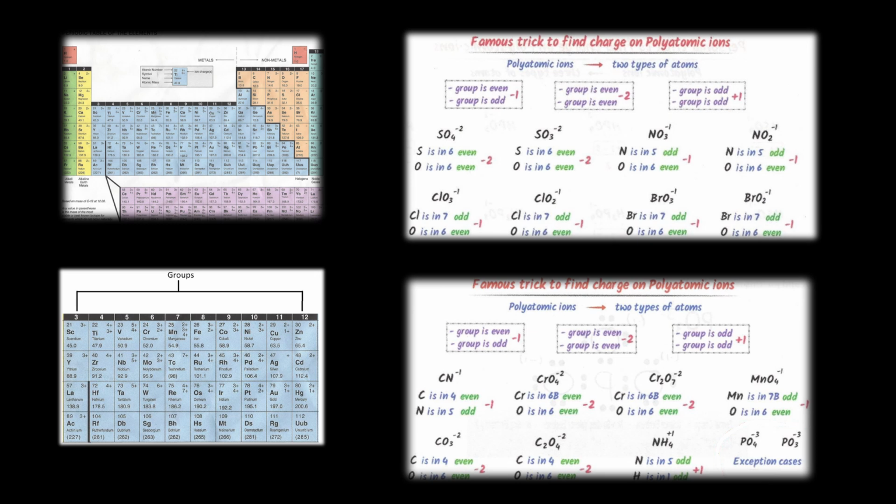The only exception to these cheat sheets is the phosphate and phosphite ions. They do not follow the simple trick. However, their oxidation numbers will always be -3.